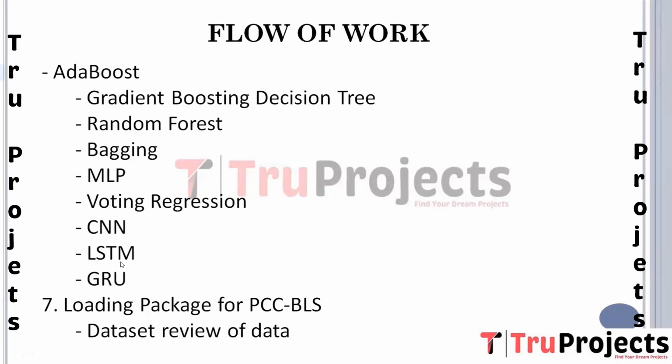Next model here we have LSTM, which stands for long short-term memory, a type of recurrent neural network, that is RNN, commonly used for natural language processing tasks. And the model here we have, which is named GRU, stands for gated recurrent unit, a type of RNN that is similar to LSTM. GRUs are able to learn long short-term dependencies in sequences by using gates to control the flow of information through the network. Seventh, here we have loading packages for PCC-BLS.